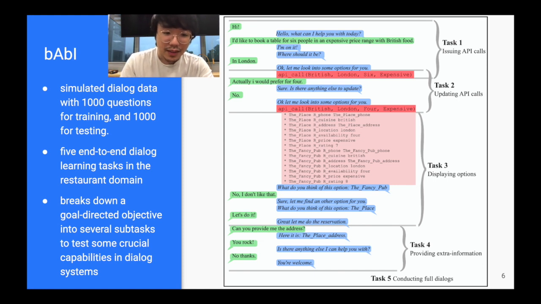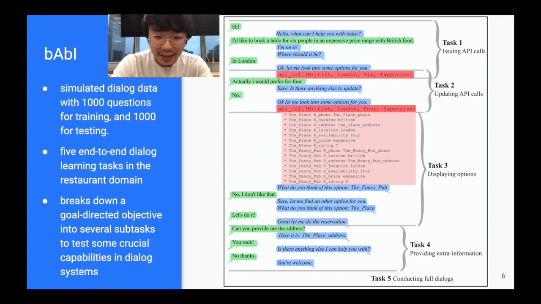First, in issuing API calls, that's task 1. The system is used to make a query that includes the user's request information. For task 2, updating API calls, users ask to update their query. Then the system should issue an updated API call.